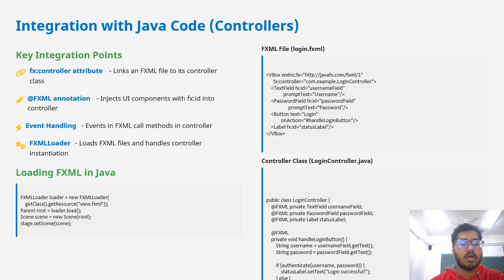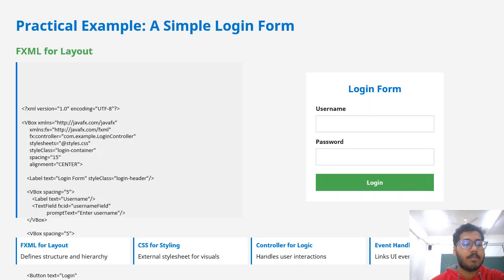Loading FXML in Java. As you can see in the code: new FXMLLoader, get class resource, Parent root, and stage. A practical example of a simple login form, FXML for layout. As you can see, with simple code we have created a login form with username and password. FXML layout defines structure and hierarchy. CSS for styling and controller for logic, handling user events and event handlers.